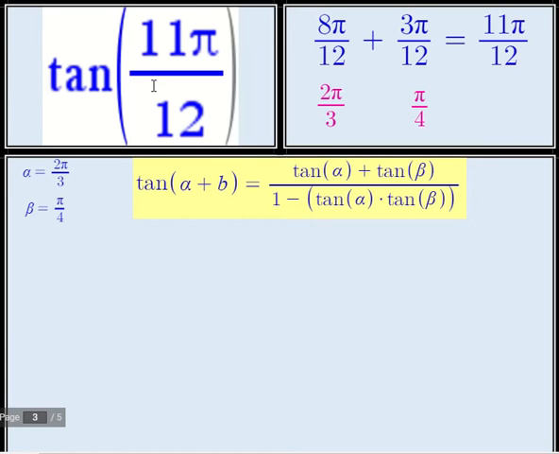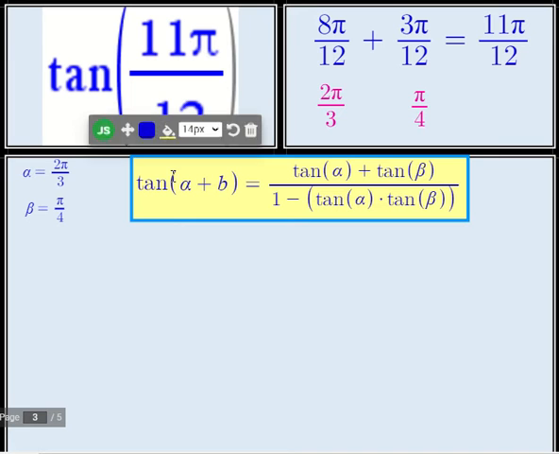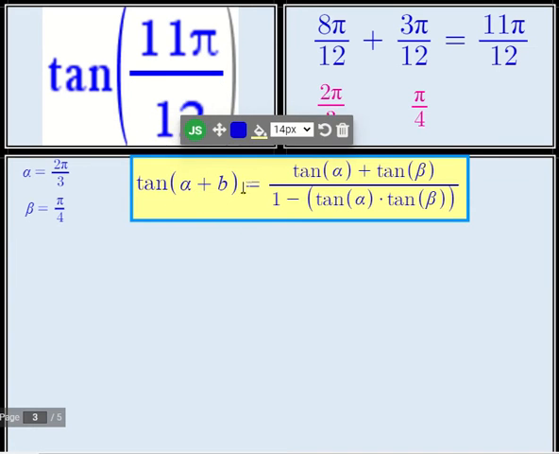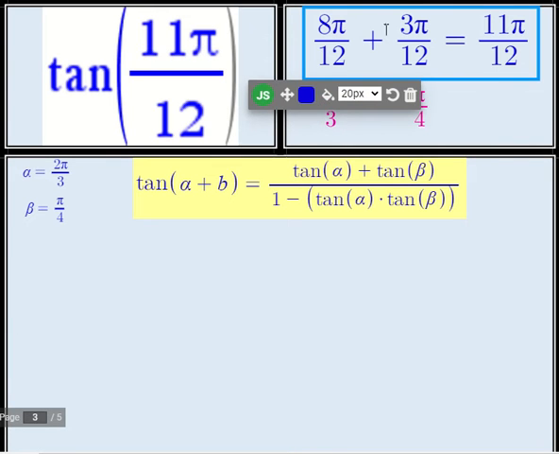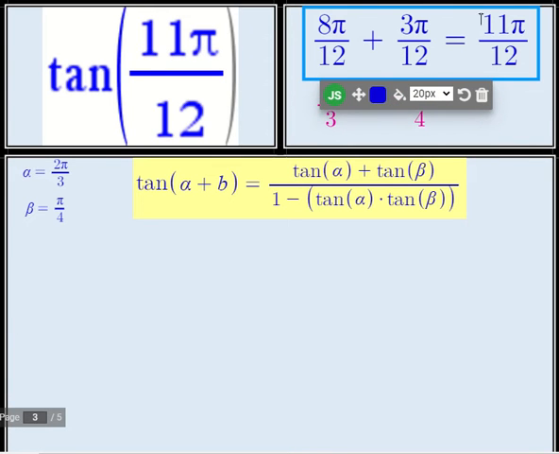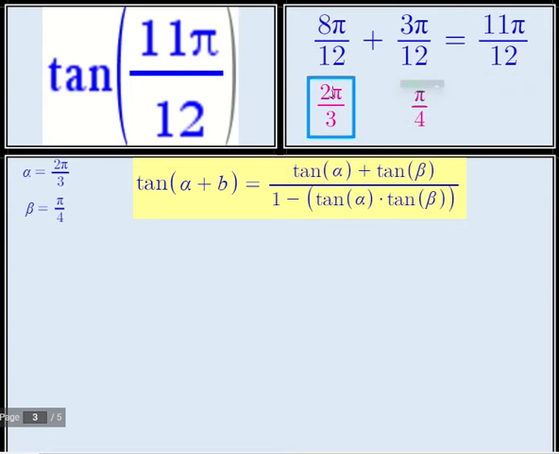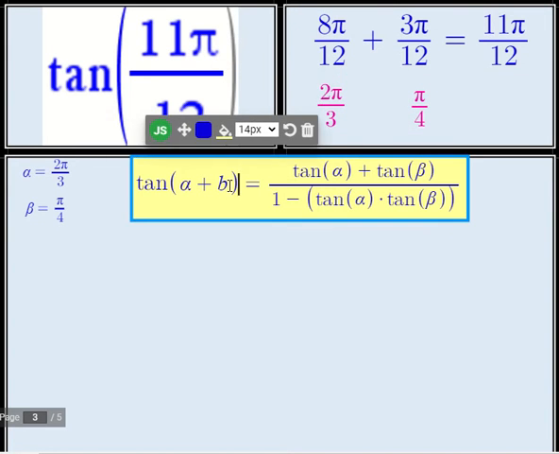Okay, so I want to find the tangent of 11 pi over 12. So I'm going to use the sum formula. Here, I need two values that add up to 11 over 12. So if I say 8 pi over 12 plus 3 pi over 12, I have 11 pi over 12. When we simplify, we have 2 pi over 3 and pi over 4.